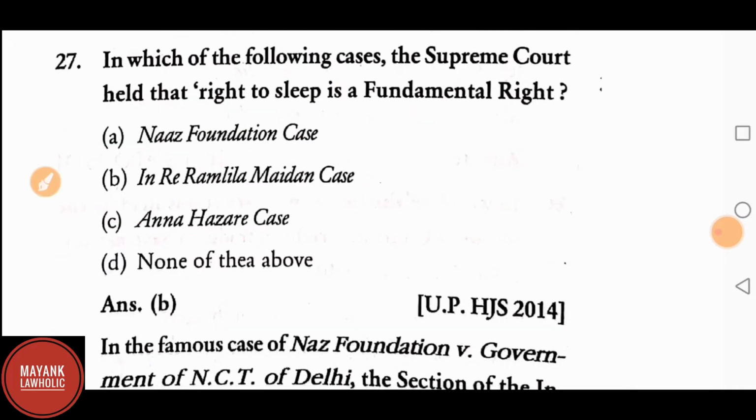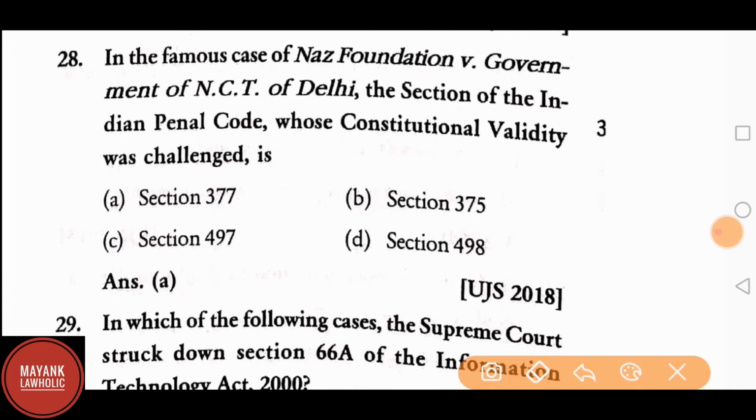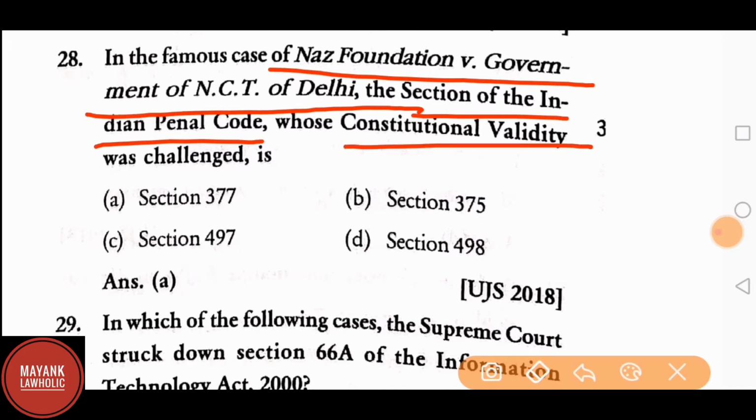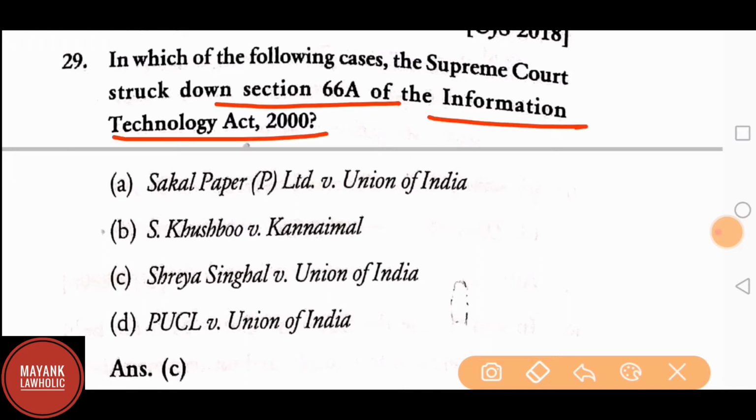Question number 27. In which of the following cases did the Supreme Court hold that right to sleep is a fundamental right? Answer is B. In Re Ramlila Maidan case. Question number 28. In the famous case of Naz Foundation versus Government of NCT Delhi, the section of the Indian Penal Code whose constitutional validity was challenged is A. Section 377. Question number 29. In which of the following cases did the Supreme Court strike down Section 66A of the IT Act 2000? The answer is C. Shreya Singhal versus Union of India.